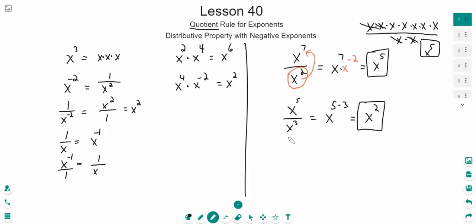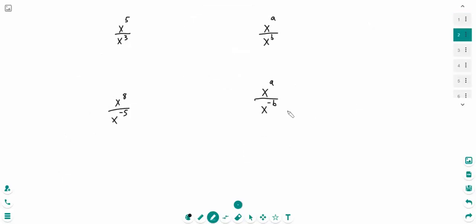Okay, that is the general principle behind the quotient rule for exponents. I know it's a very fancy name for it, but it's actually a very simple concept, and it's one that we've really already learned. We're just bringing it front and center now and making sure that we understand that we can do these things. So let's try a couple of problems and see how we do.